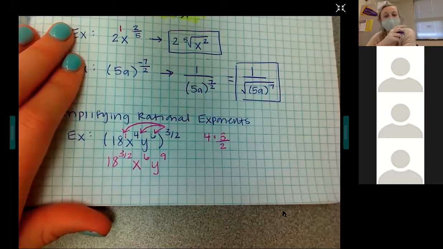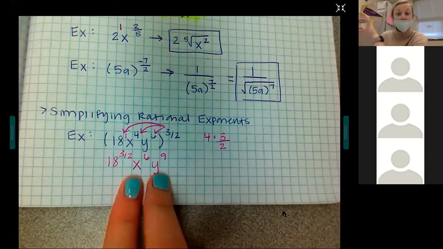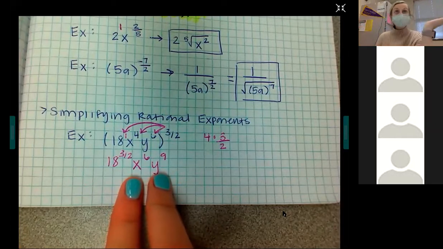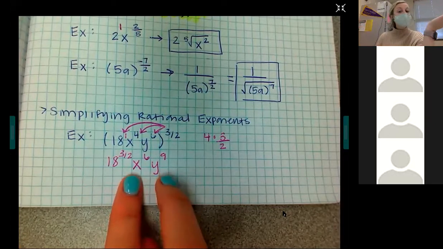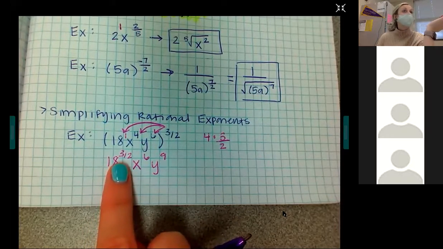Yeah, okay, good. So look, x to the 6, y to the 9. Those are whole numbers. Do I have to do anything to those? No, they're whole numbers. Only thing we have to change is this 18 to the 3 halves, right? This is about to be a huge number. I should have been nicer and picked something smaller, but it's okay. 18 to the 3 halves.